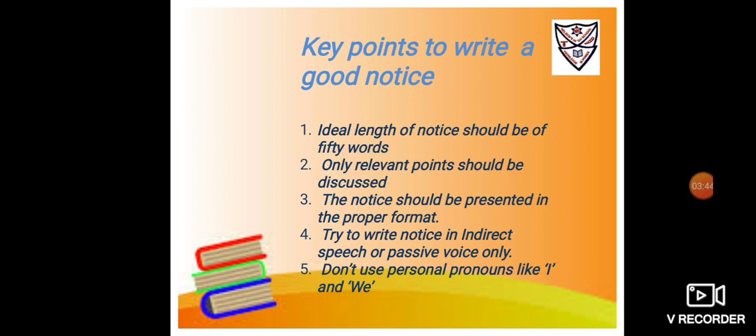Next is, don't use personal pronouns like I and we, because if you're writing a notice, though you are at a post or designation, you have a designated person in the organization, but you're writing the notice on behalf of the authority, on behalf of the organization. So I cannot say that I have organized it. We'll always say that Nelson School has organized it. Okay children, so just avoid the personal pronouns like I and we.